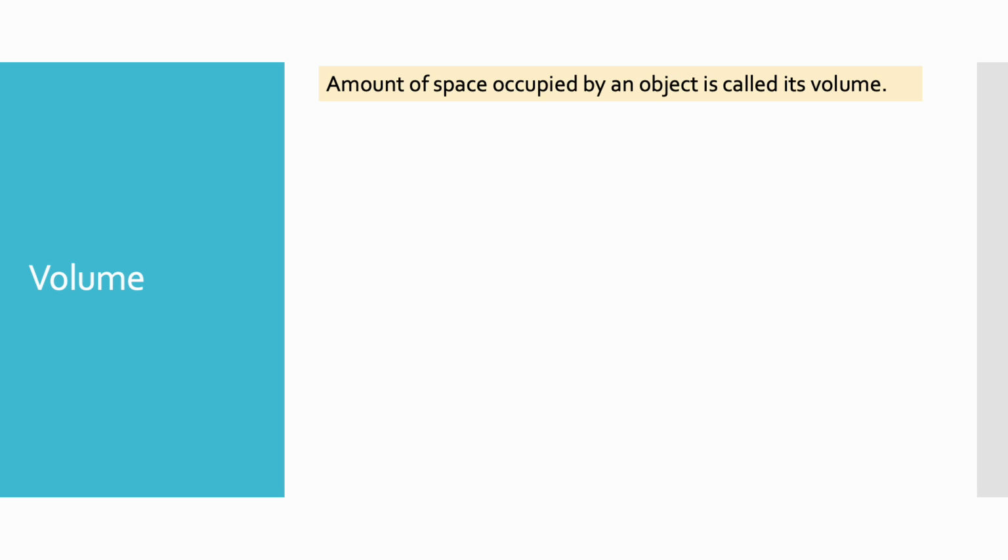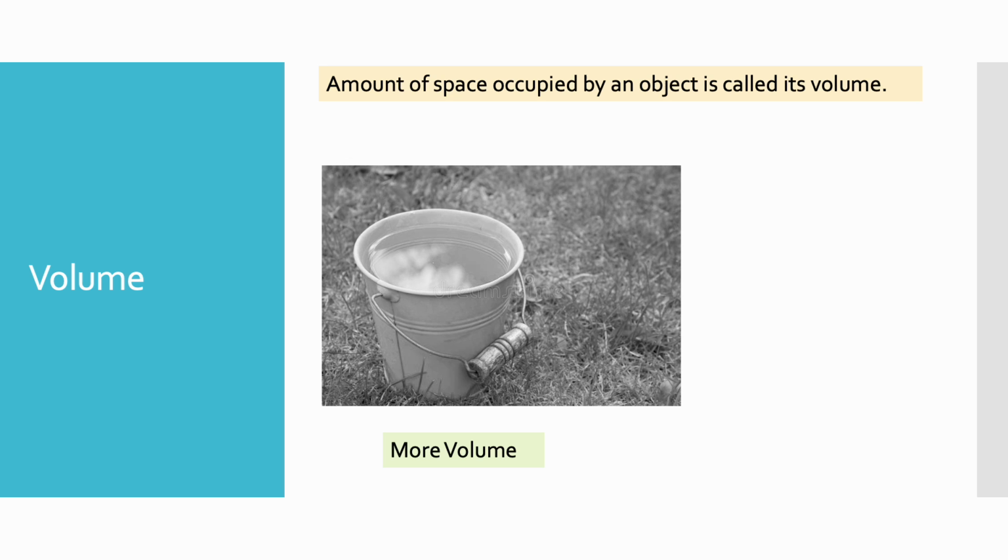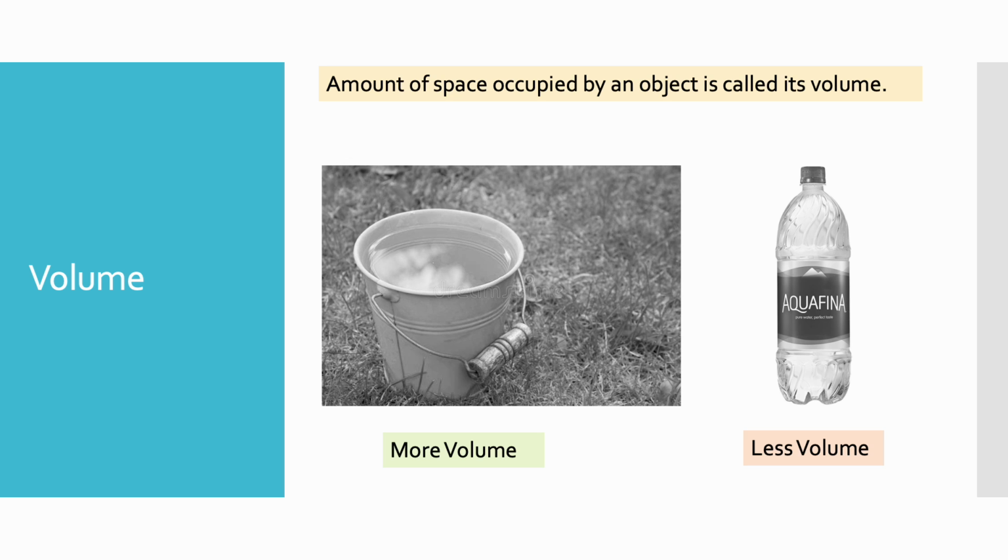Here is another example. We have a bucket full of water and a water bottle. The bucket is bigger and holds more water, so it has more volume. The bottle is smaller and holds less water, so it has less volume. So again, volume tells us how much space something takes up, whether it's solid or liquid.